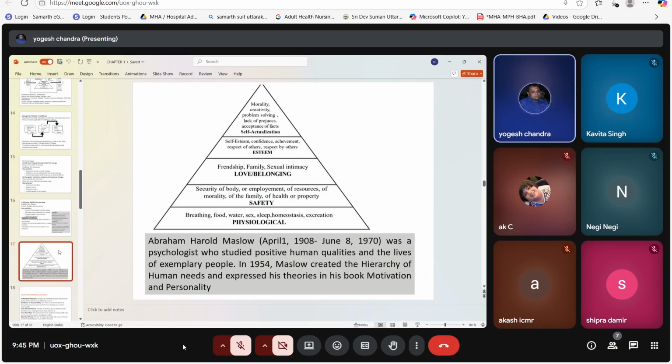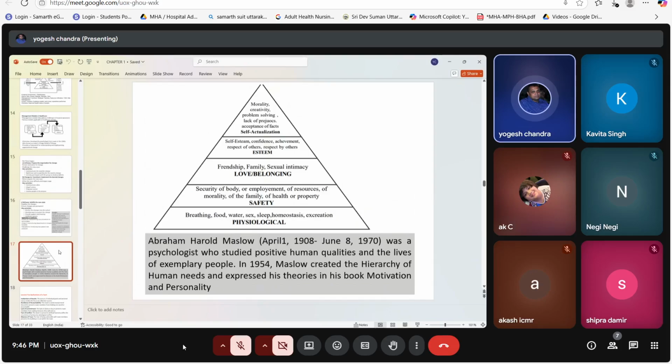Then the third stage is love, belonging, and friendship. They want some kind of good social life, family, and all that kind of thing. Good sexual life also. Then the fourth stage is the esteem stage, where people become confident. They start liking achievement. They want to do some significant achievement. They want to respect others, and they also want to be respected. So that is the self-esteem stage.